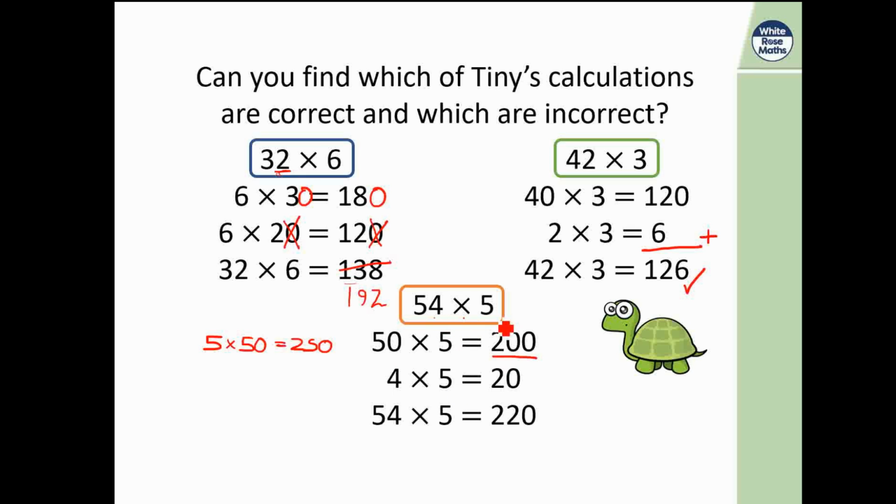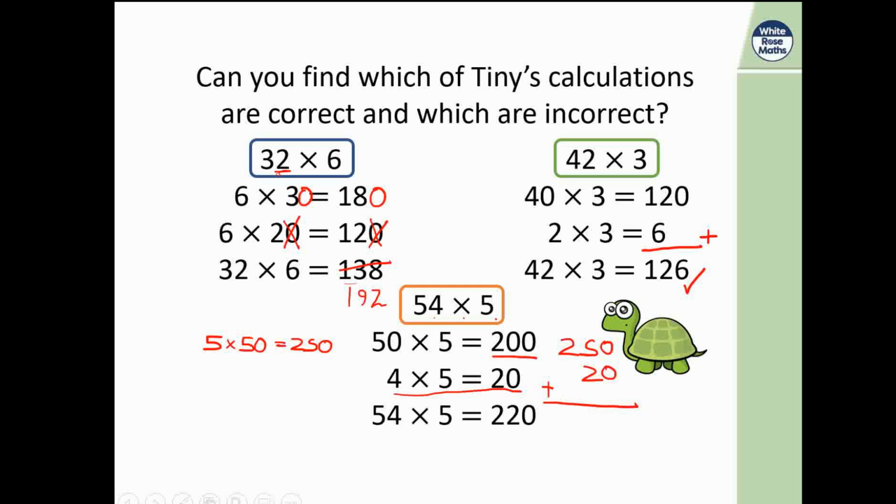Okay, and then he's done the 4 times 5. Is this correct? That part is correct, yeah? So if it was 40 times 5, this would be correct, yeah? Then he's added them together to give him 120. So the way he worked out the answer is correct, but he made a mistake in his answer in the first part, which means that it's not 220. But we can work out the real answer. It should be 250 plus 20. What does that give you?